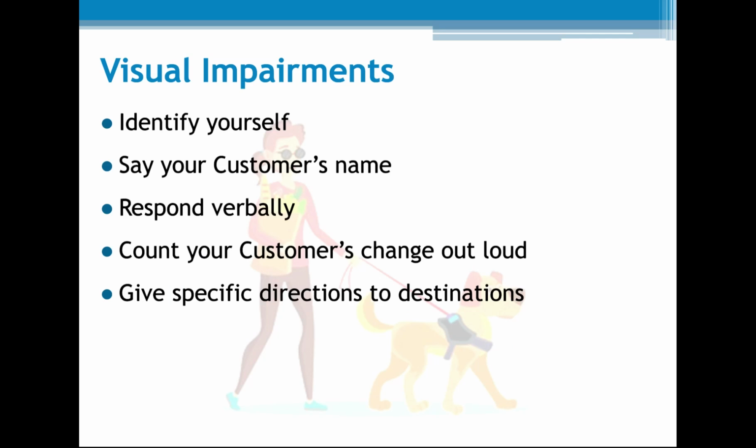Next, we have visual impairments. If your customer is blind or has a visual impairment, immediately try to identify yourself to them. Let your customer know who you are and that you're there to pick them up. Say their name and respond to them verbally.